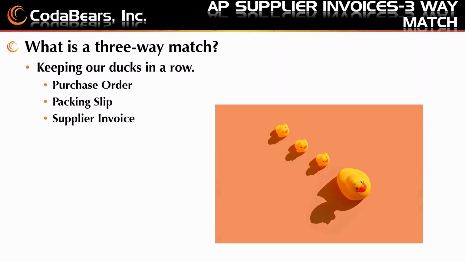Today we're going to go over three-way match. What's a three-way match? It just means that we keep all of our ducks in a row and that we match the purchase order to the packing slip and then to the supplier invoice. This enables us to do lots of drill downs, especially from the accounts payable side, so that we can see what's happening with our invoices.